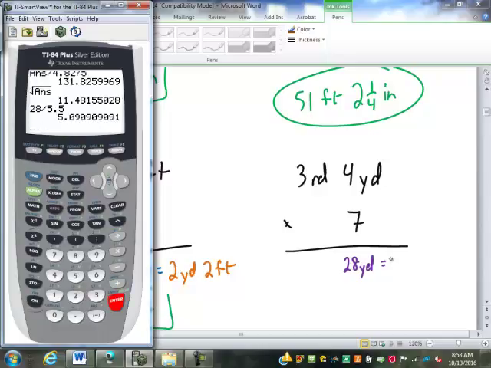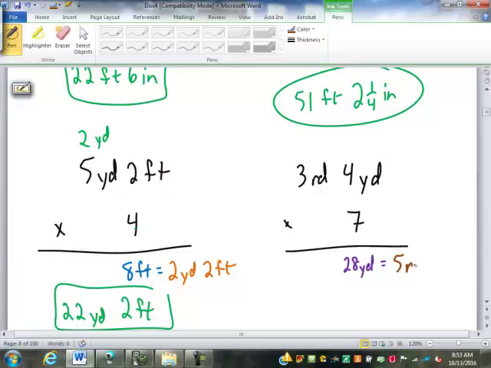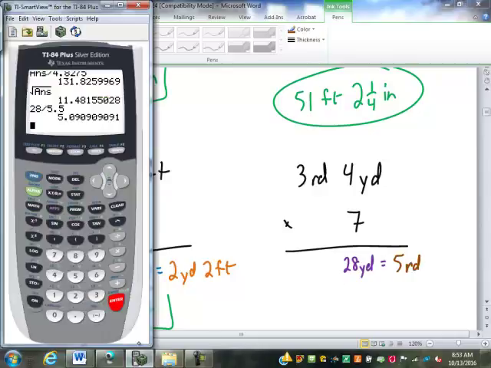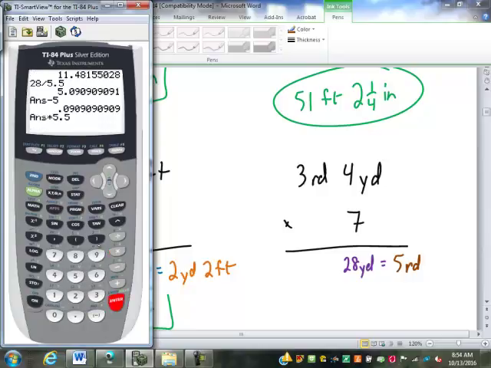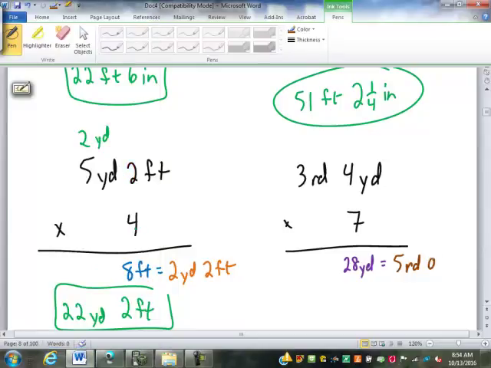That's 5.09. So that's saying we have 5 rods from that. Now what I'm going to do is I'm going to keep this in my calculator. I'm going to subtract off the whole number, the 5. Then I'm going to multiply it back by 5.5. It gives me 0.5. What that's telling me is I had my 5 whole rods, and I've only got 0.5 yards left over.